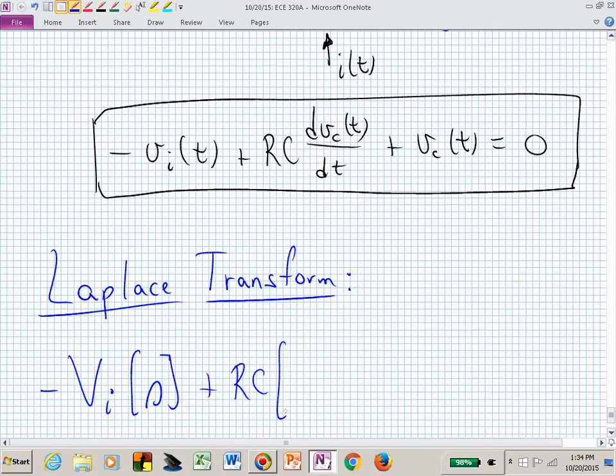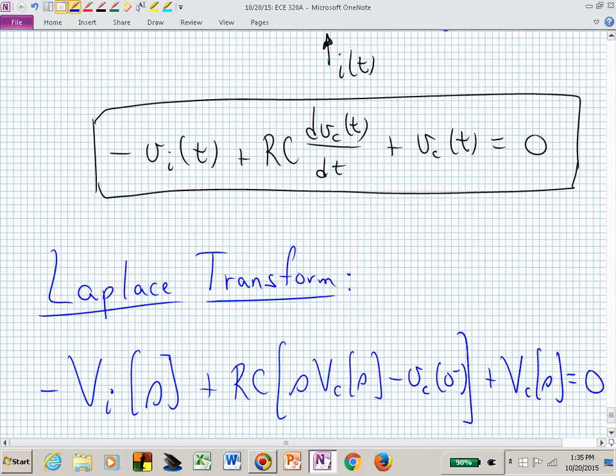What happens when I Laplace transform a derivative? Now I have an s V sub C of s. And now what? I need to worry about my initial condition, which is minus V sub C of 0 minus. And both of those terms get scaled by the factor RC, plus the Laplace transform of little v sub c of t, and that's just capital V sub c of s.